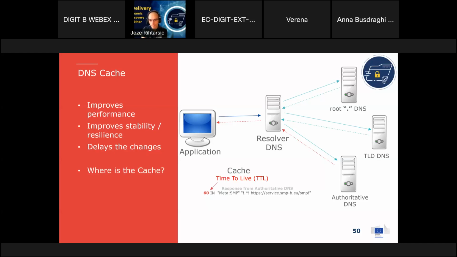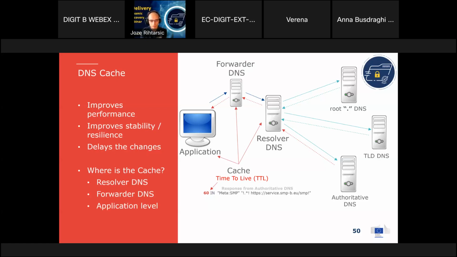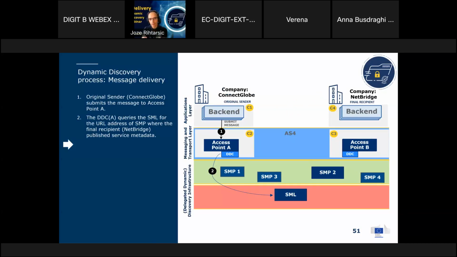And where's the cache? I already mentioned the resolver DNS. Then we have to be aware that sometimes our application doesn't query the resolver DNS directly. The request can be sent through the forwarder DNS, which is, for example, inside our company in some cases. And also, if we would like to clean the cache, we also have to clean the cache on the forwarder DNS. And then another very important cache is on the application level.